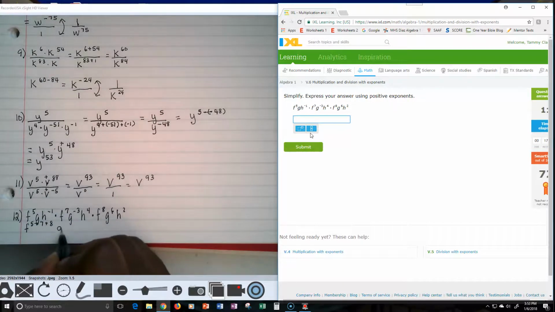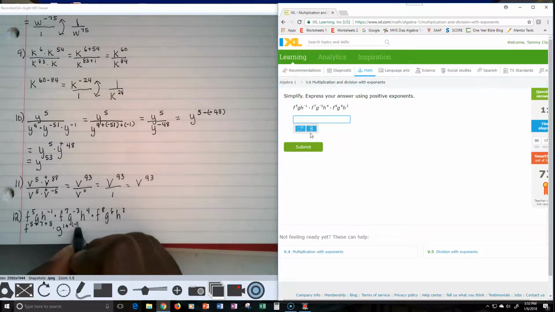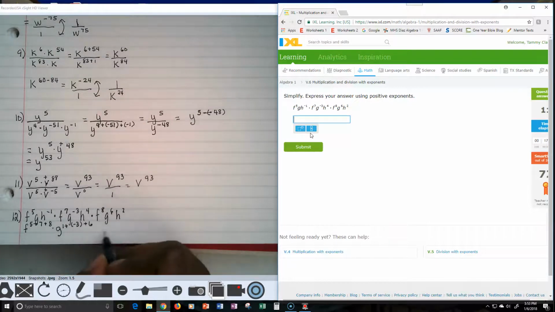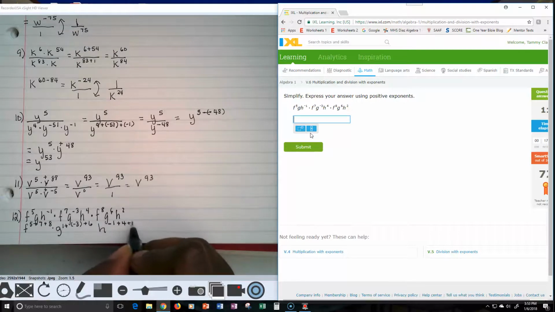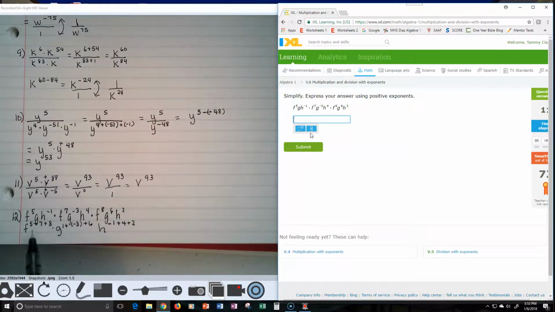Then do all your g's. So g to the 1st plus the negative 3rd plus 6. Then h would be to the negative 1 plus 4 plus 2. So 5 plus 7 is 12 plus 8 is 20. So this would be f to the 20th power.